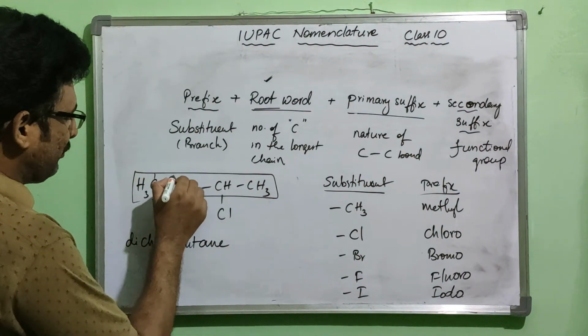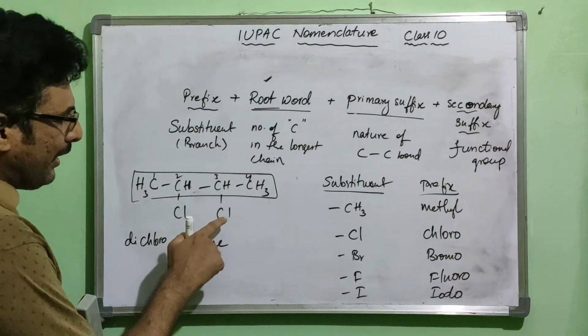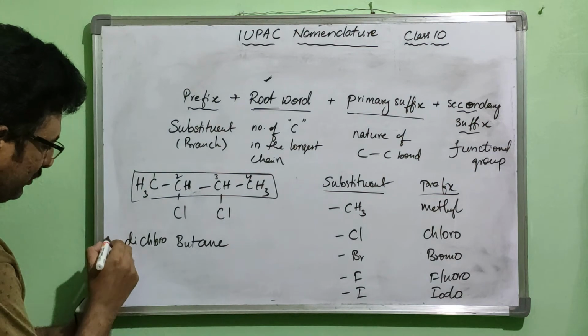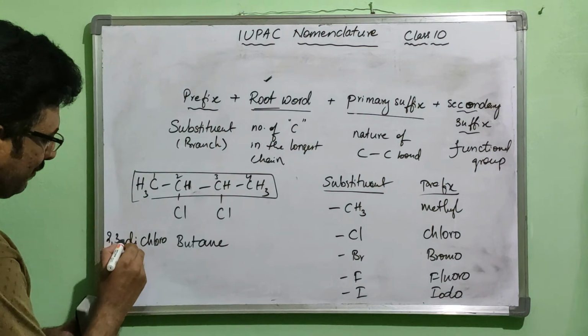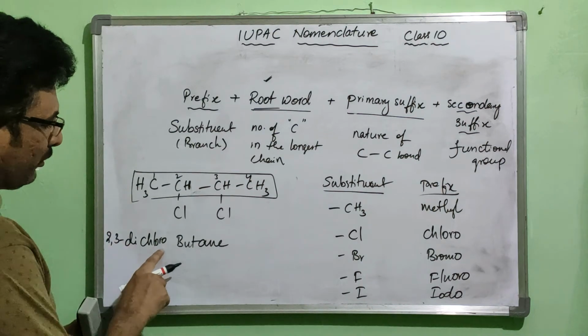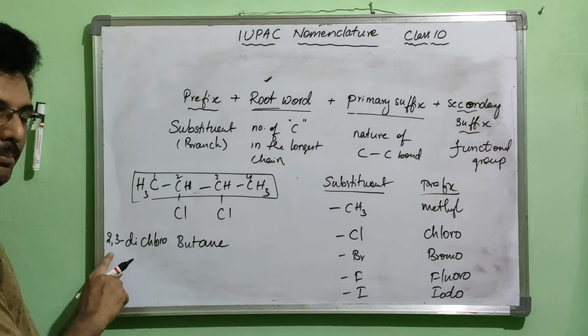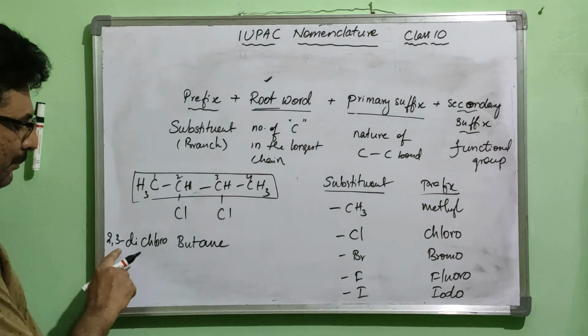If you give a number like this, 1, 2, 3, 4, one chlorine is on the second carbon and the other chlorine is on the third carbon. So second and third carbon, you will show here 2,3-dichlorobutane. And when you write the numbers, between the numbers you will use a comma, and between the number and the word you will use a hyphen.